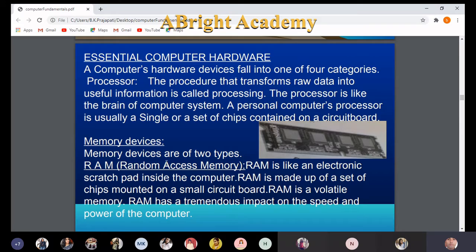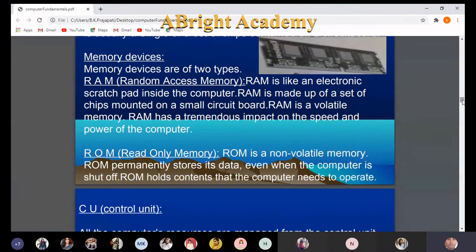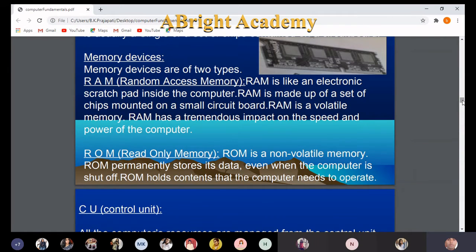Memory devices are of two types. RAM, random access memory. RAM is like an electronic scratch pad inside the computer. RAM is made up of a set of chips mounted on a small circuit board. RAM is a volatile memory. So we have to remember RAM is a volatile memory. RAM has a tremendous impact on the speed and power of the computer.